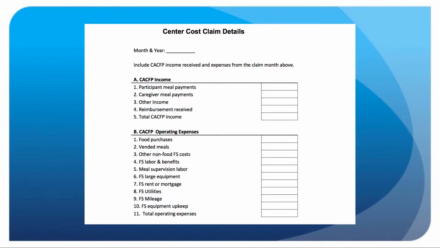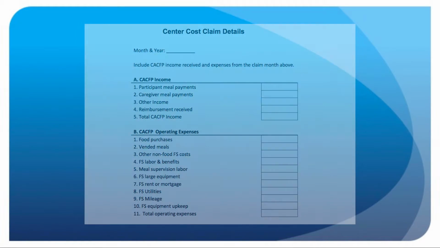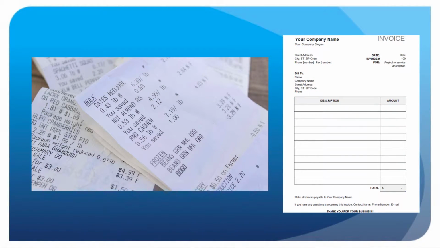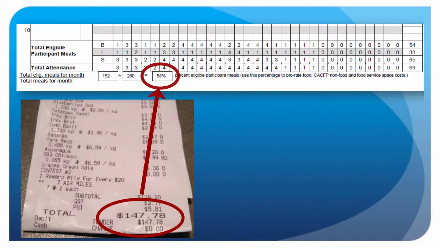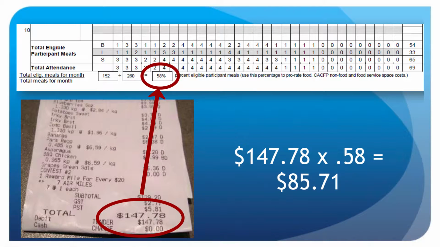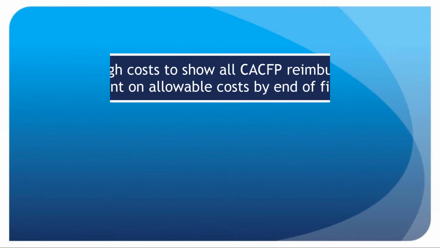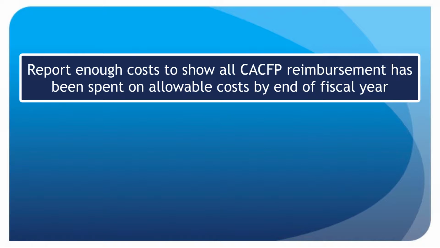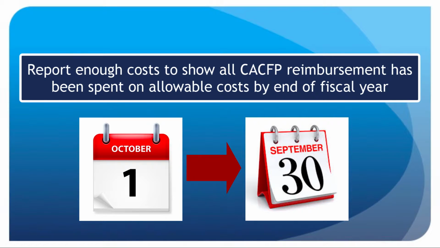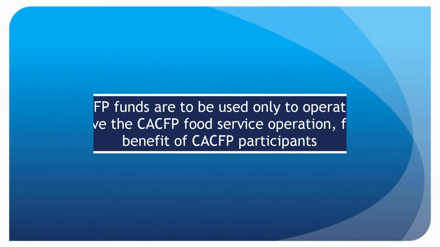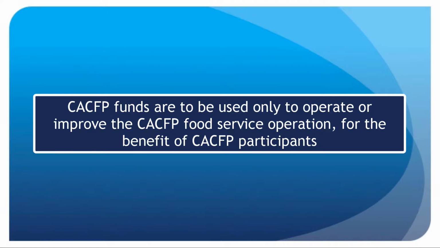All CACFP food costs must be reported each month. Document food expenses with receipts and invoices. Prorate total food costs based on the percentage of meals served to eligible participants. Document donated food that will be used in CACFP meals on the form provided in Chapter 5. The shelter must report enough costs to show it has spent all CACFP reimbursement on allowable costs by the end of the fiscal year. Remember, CACFP funds are to be used only to operate or improve the CACFP food service operation, principally for the benefit of CACFP participants.